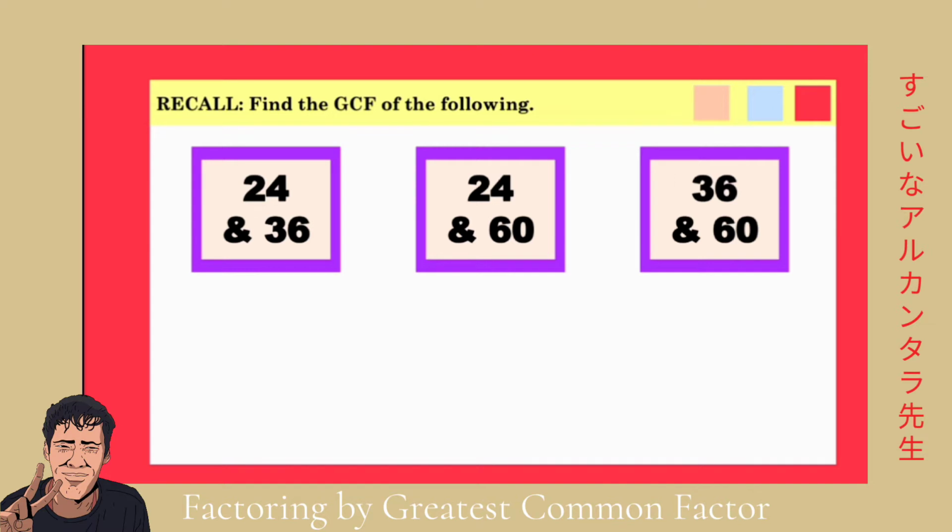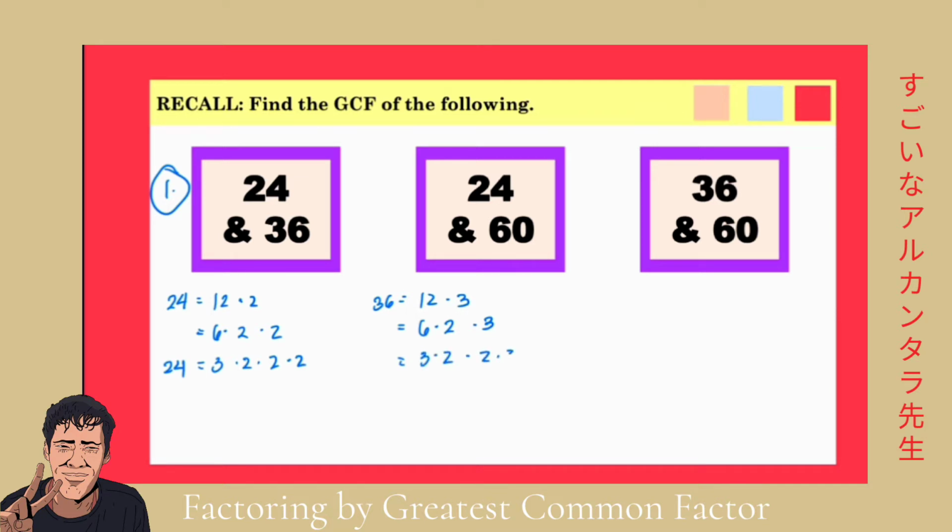So I'll focus on example number 1, which is 24 and 36. Let's say that we have 24. The factors of this can be 12 times 2. Also 6 times 2 times 2. Can also be 3 times 2 times 2 times 2. Now, for 36, we can have the following. We can have 12 times 3. This can be also written as 6 times 2 times 3. This can also be 3 times 2 times 2 times 3.